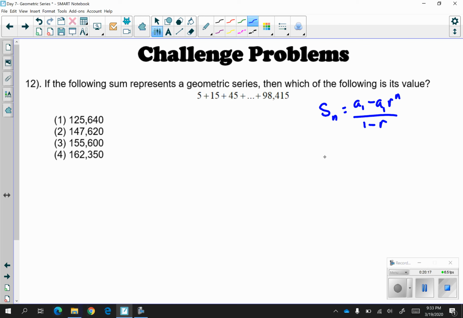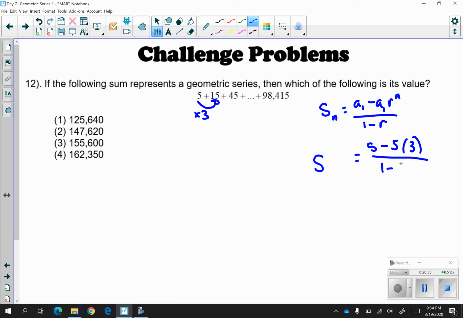As we go and actually fill things in, I don't know how many terms there are, right? I know that my first term is 5. I know that my common ratio, I can see that I'm multiplying by 3 each time.